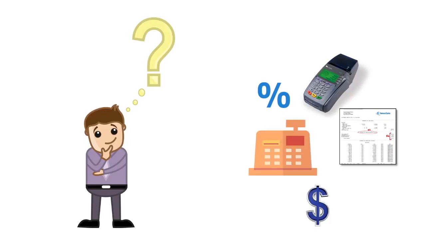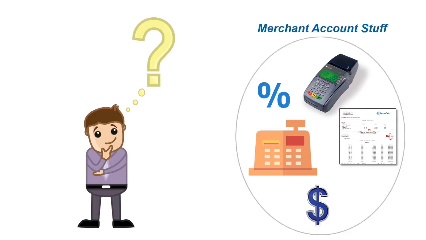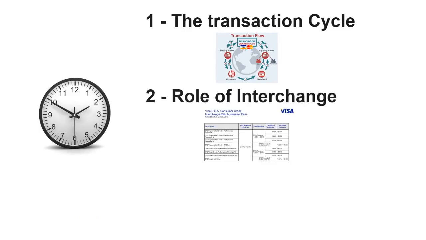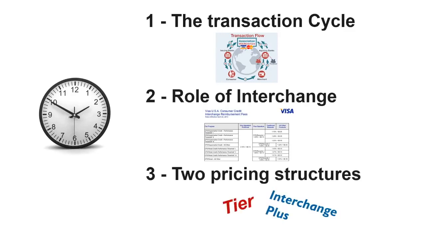You just need to know enough to delegate the task to a provider that'll take care of everything for you. Nevertheless, it's important to understand the fundamentals so that you can properly make a provider selection. In the next couple of minutes, we'll discuss the merchant account transaction cycle and how it works, interchange and its role in the process, the two main pricing structures and how they compare to each other, and at the end, I'll give you a couple ideas on how to best select a provider that fits your needs.